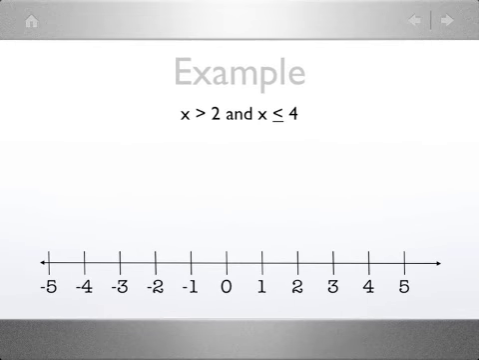So let's take a look at a couple examples. So let's say I have x is greater than 2 and x is less than or equal to 4. So I take a look at x is greater than 2. Since I have that greater than sign, there's no equal to, I know that I'm going to have an open circle at 2.